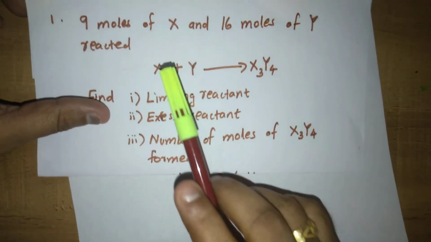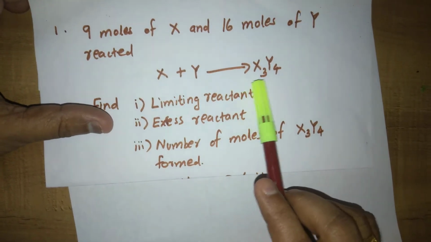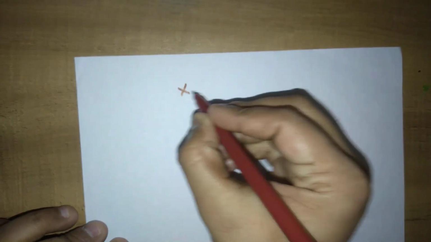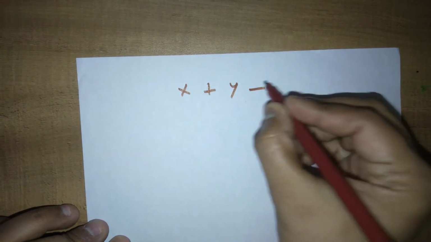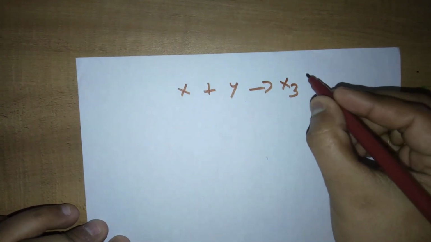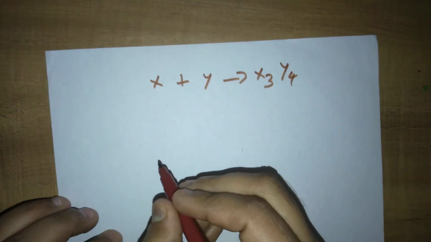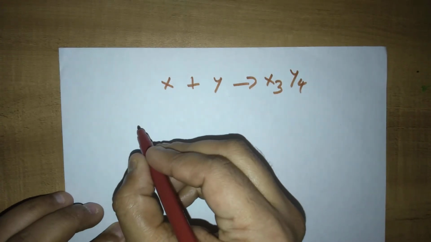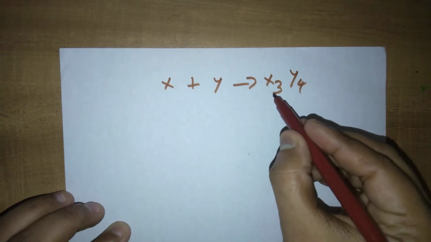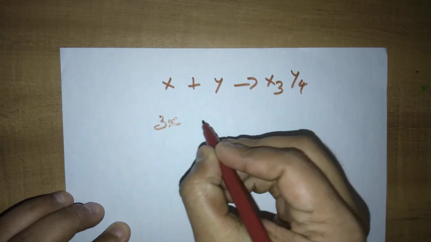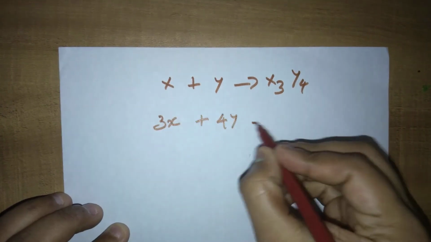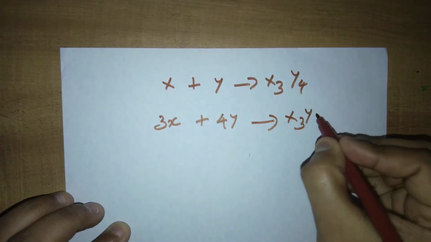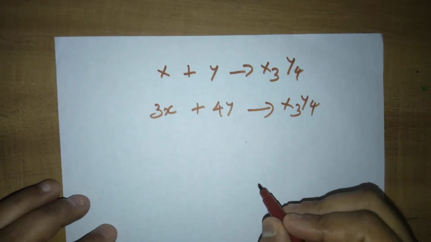First of all, write the equation: X plus Y gives X3Y4. The first step is to balance the chemical reaction. This is the equation given in the question. For balancing, here 3 X is there, X3. So 3X plus 4Y gives X3Y4. Now this chemical equation is balanced.